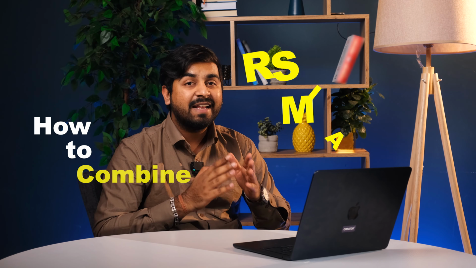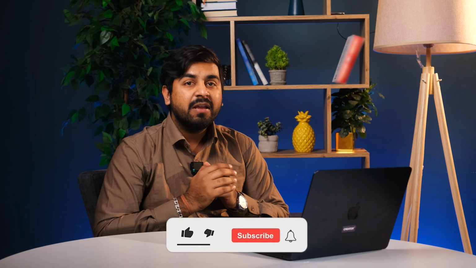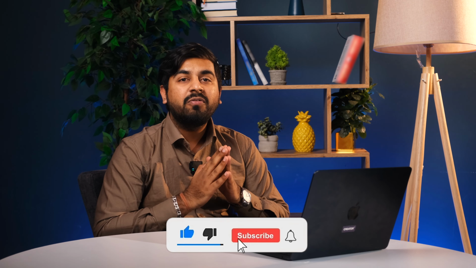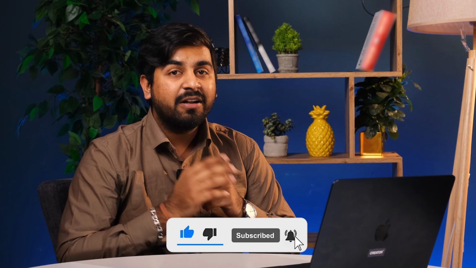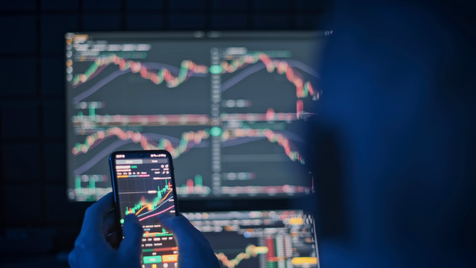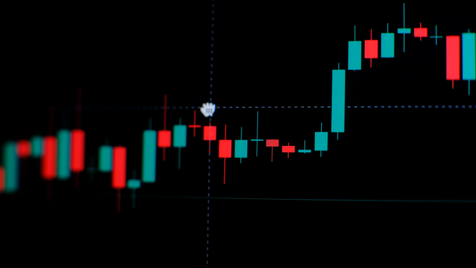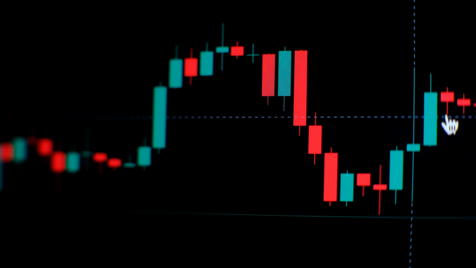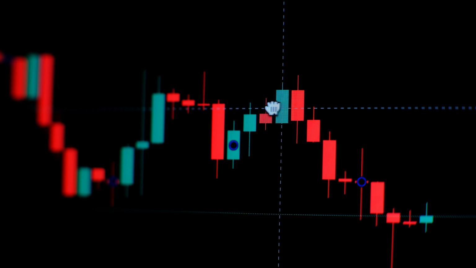How to combine RSI, MACD and SMA. Simple strategy. First, use SMA to determine the overall trend. Second, use MACD to find the entry point. And third, use RSI to confirm if the market is oversold. Trading example. Like on the charts, you can see the price is above the SMA, an uptrend. RSI confirms that the market is in the oversold zone and MACD is showing a crossover in the upward direction. This is the perfect entry point for a trade.